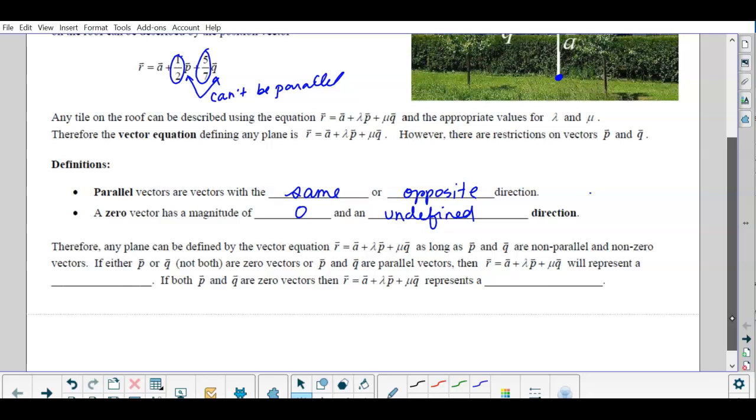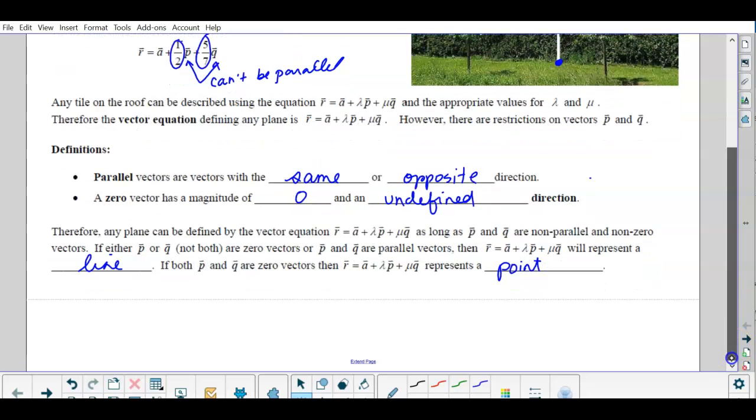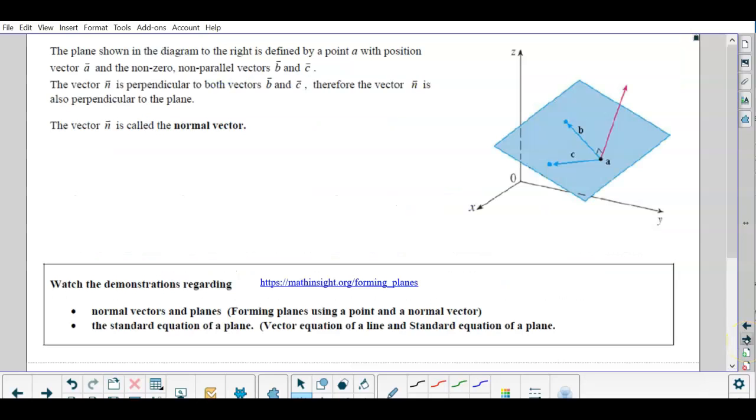If either P or Q, not both, are zero vectors, or they're parallel, then this will represent a line. That's what we just talked about. Right? If both P and Q are 0, then it represents a point. So we're never going to have that situation. If you're coming up with a vector equation of a plane, just make sure those direction vectors are not parallel and not 0.